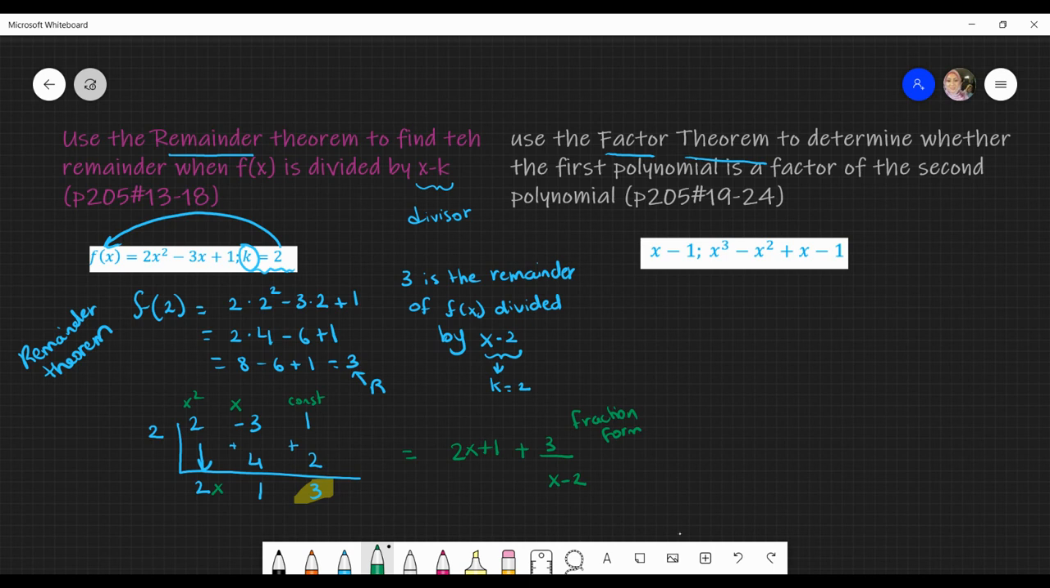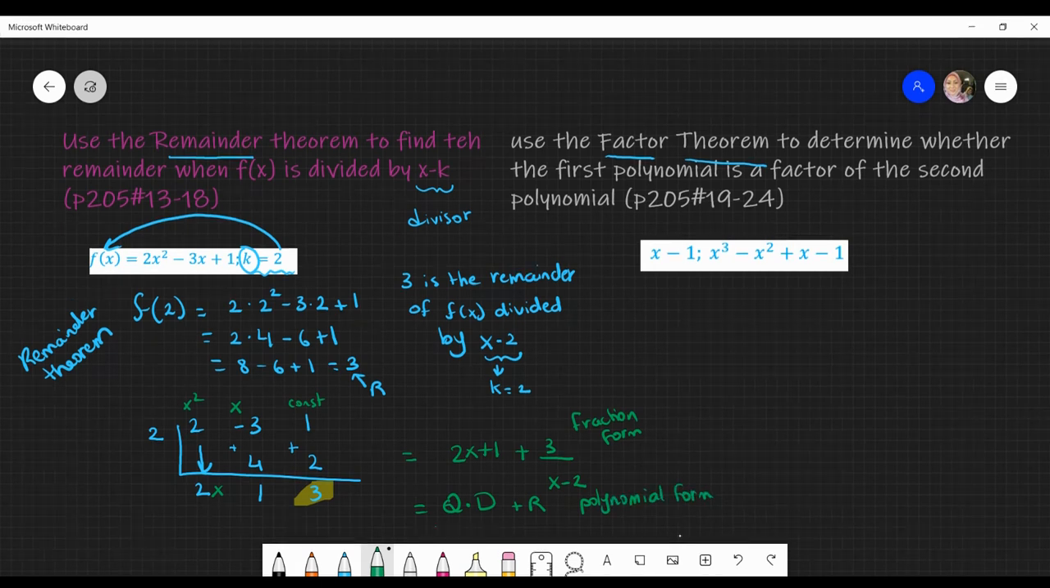There is another way to write down the answer. It's quotient multiplied by the divisor plus the remainder, and that's what we call polynomial form. In this case, it will be 2x plus 1 because that's the quotient, the answer. We're going to multiply it by the divisor, which is x minus 2, and plus the remainder, which is 3. The idea of polynomial form is very simple.